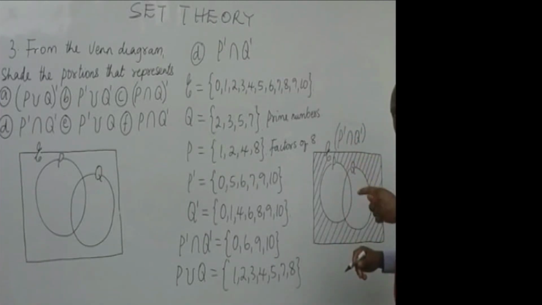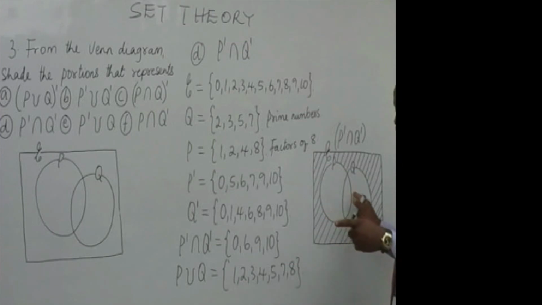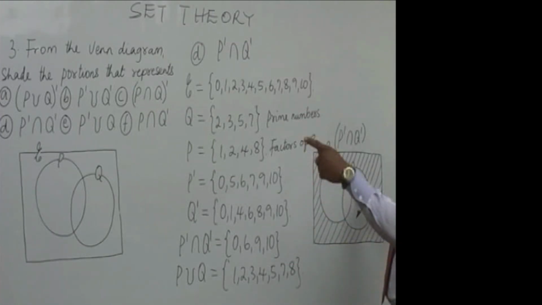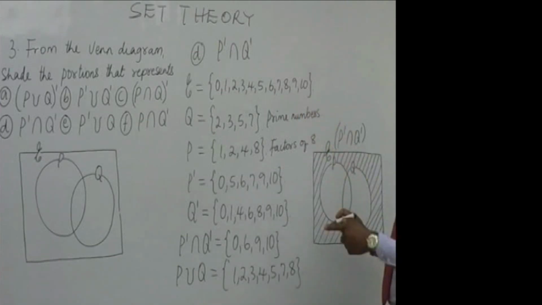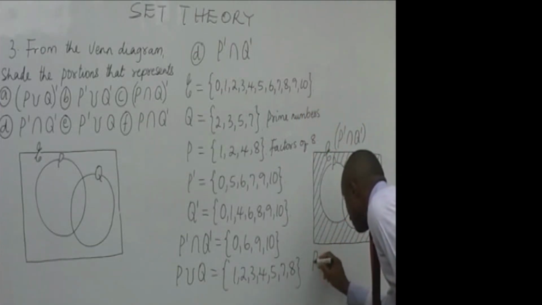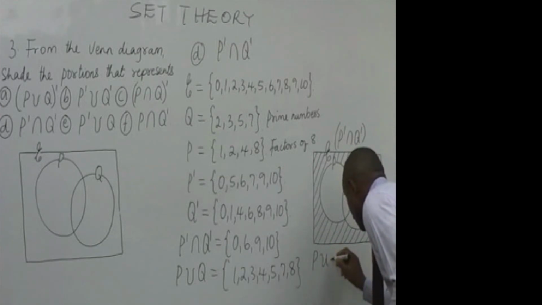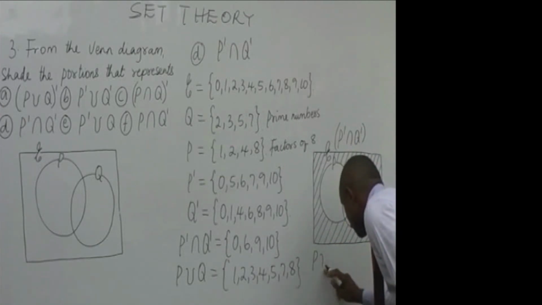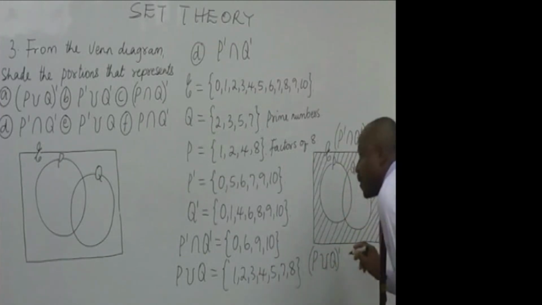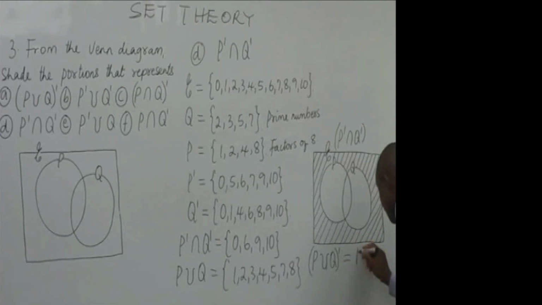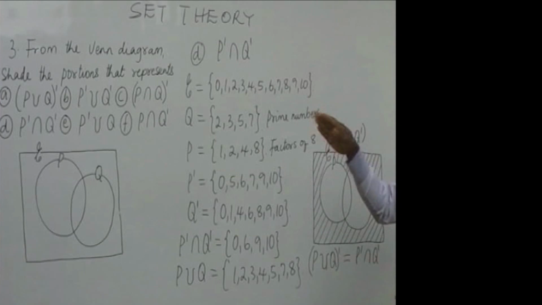From this now, if you rewind your DVD, you discover that what we shaded here is exactly what we shaded in question A. That means P union Q prime is the same thing as P prime intersection Q prime. That's what it means. And this has brought us to the end of question number D. We are going to clean up again and do question part E.